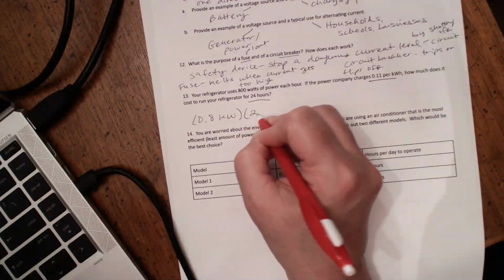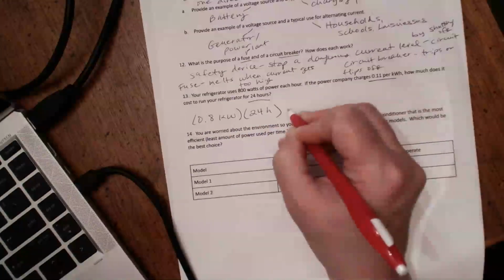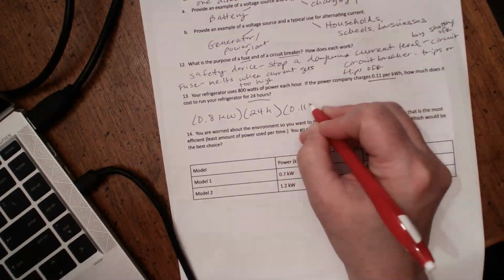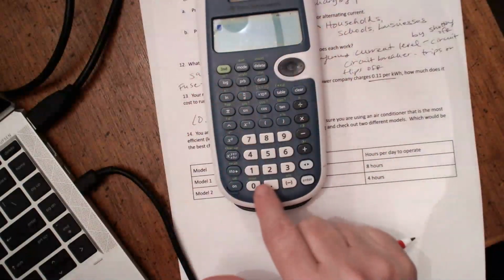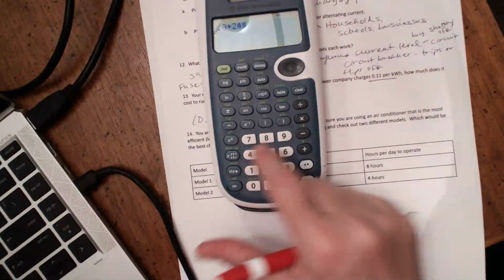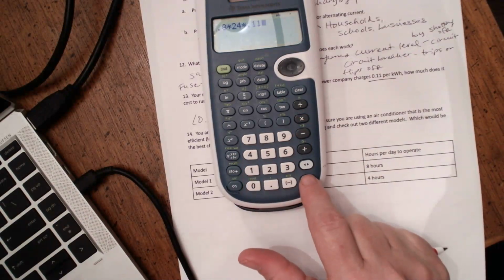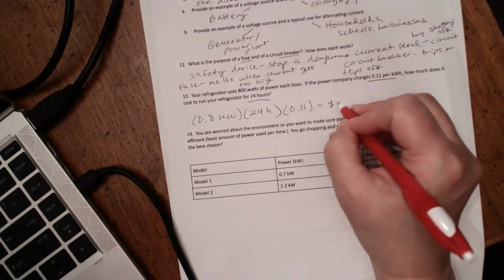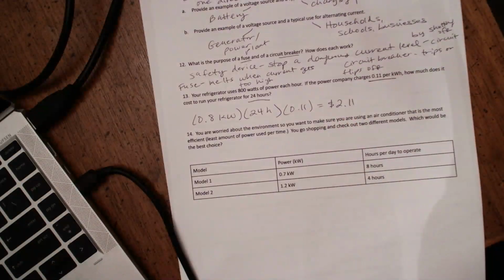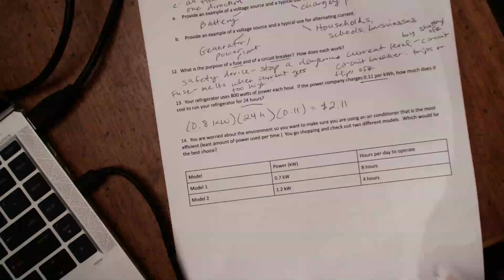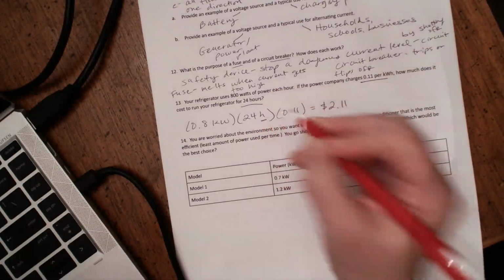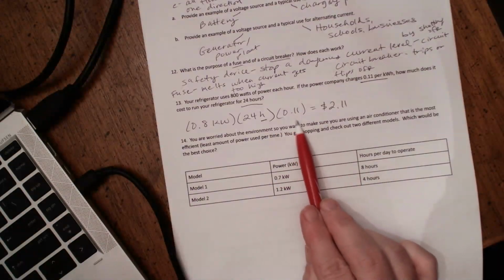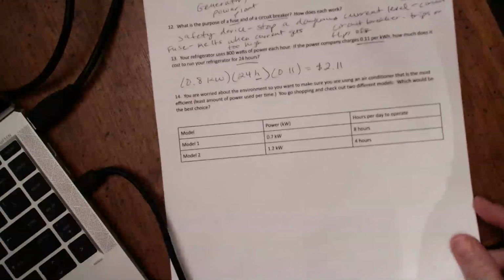And then we're going to run it for 24 hours. And then it costs us 11 cents per kilowatt hour to do that. So that's going to be 0.8 times 24 times 0.11, which is going to cost us $2.11 to run our refrigerator. So that's a pretty efficient refrigerator. But we're just multiplying the power rating by the hours. Remember, that's got to be in hours over which we used it times the time. All right, and then last question.